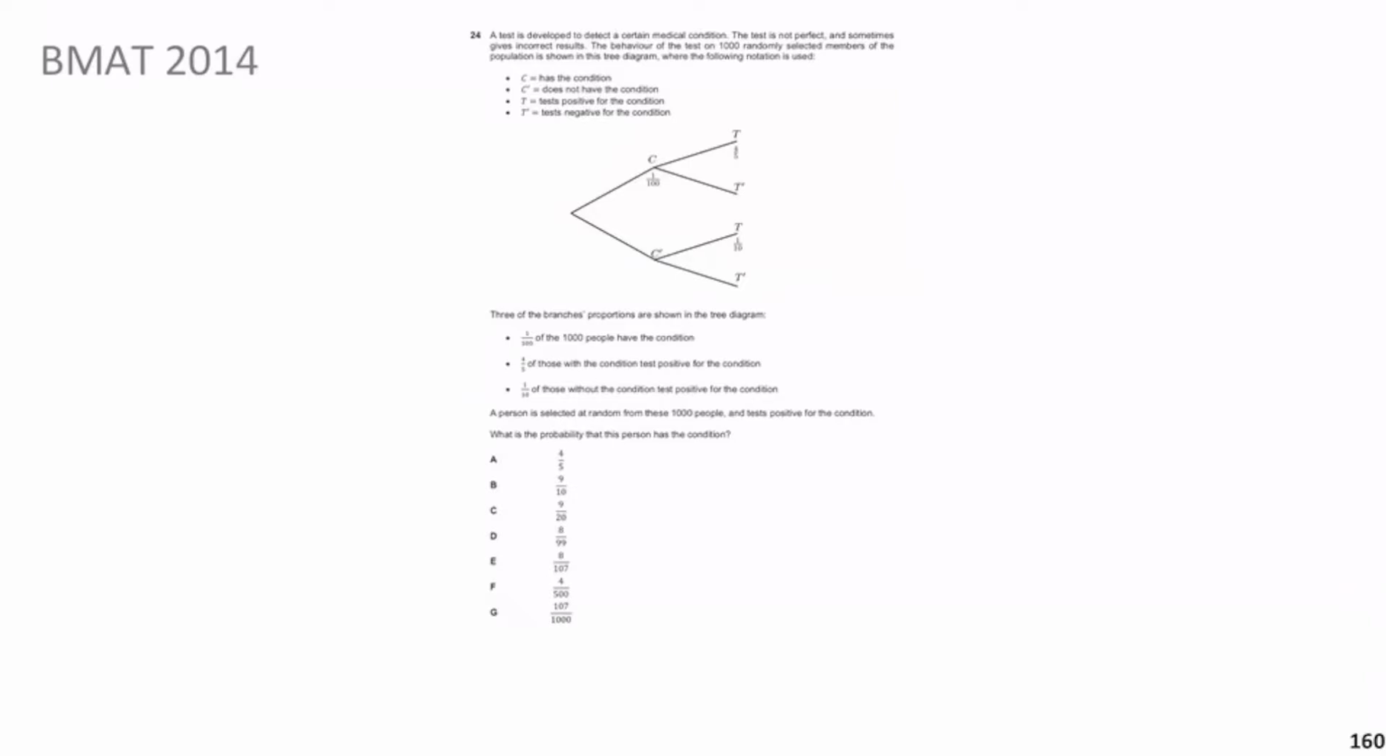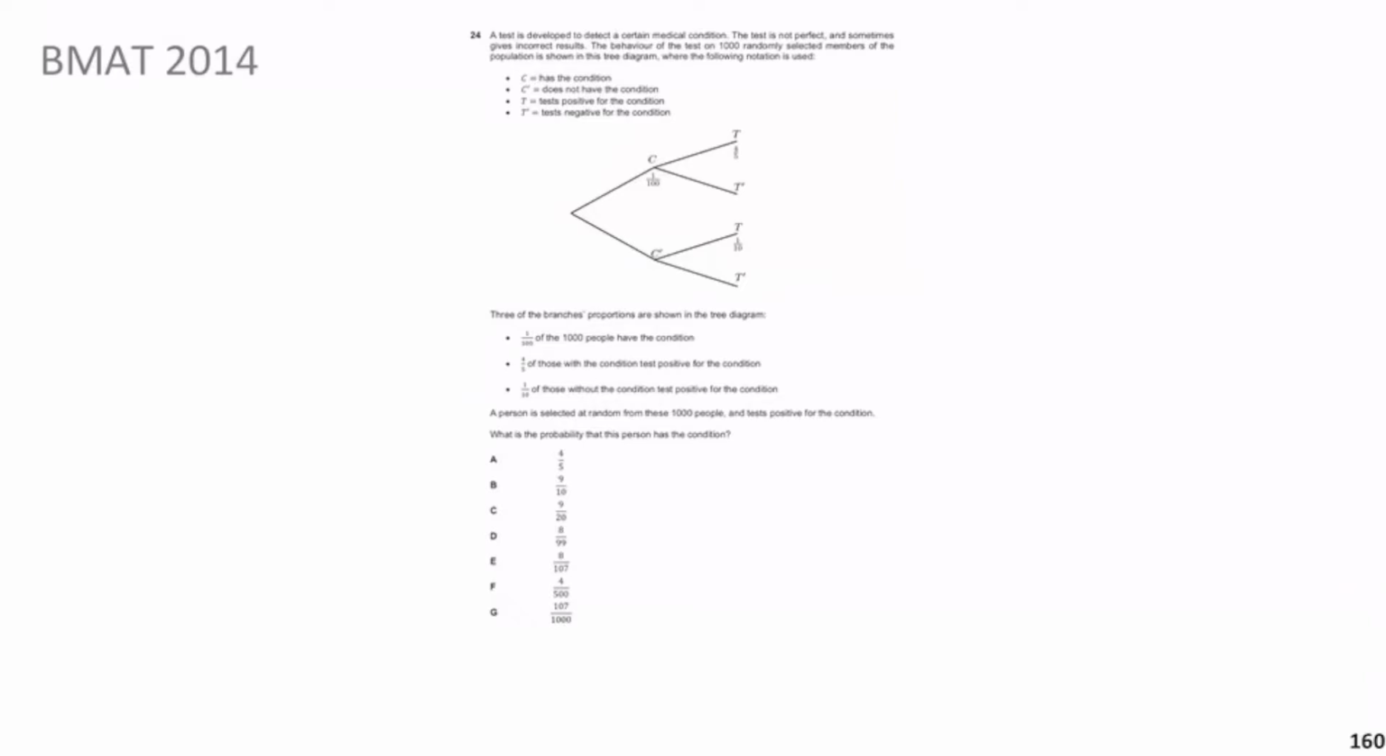And it says three of the branches proportions are shown in the diagram, and it just gives us the numbers we have. And then it says a person is selected at random from these 1,000 people and tests positive for the condition. Now, what's the probability that the person has the condition? So, guys, pause the video in this case, give yourself a minute, and be sure to be back after that minute where we're going to go over the solution.